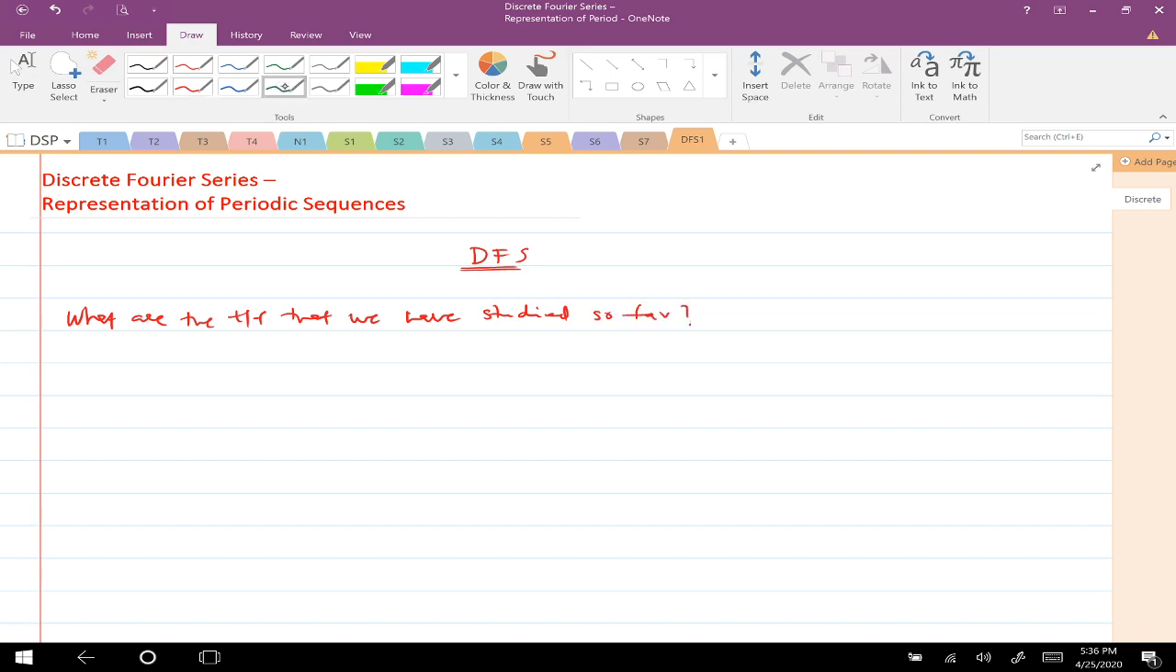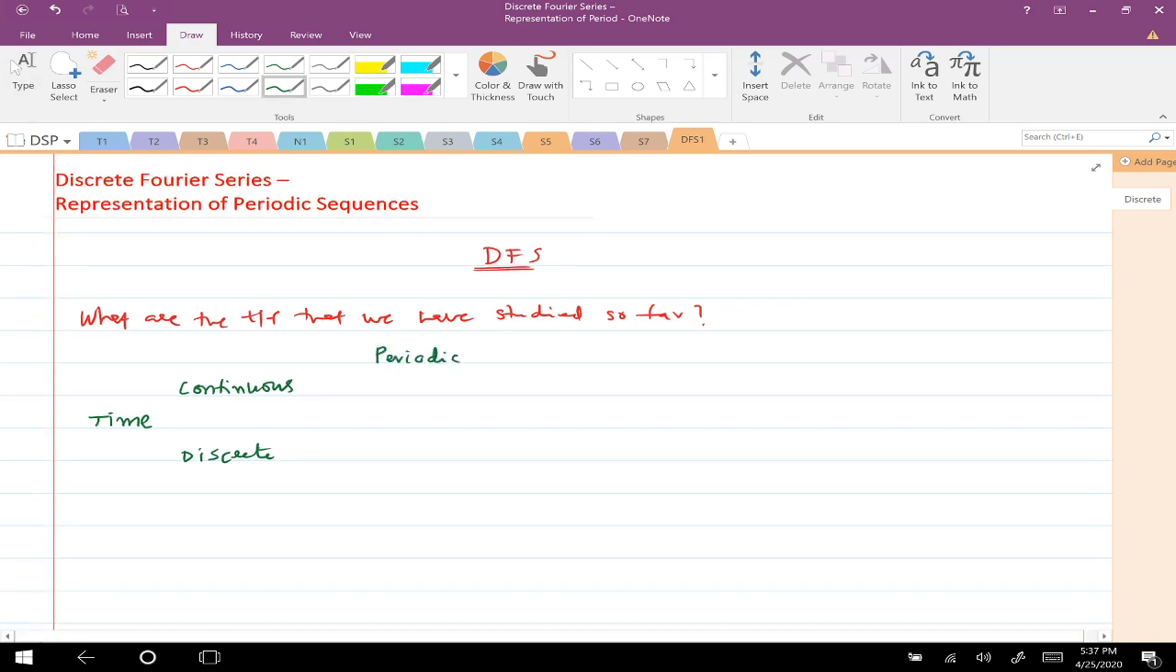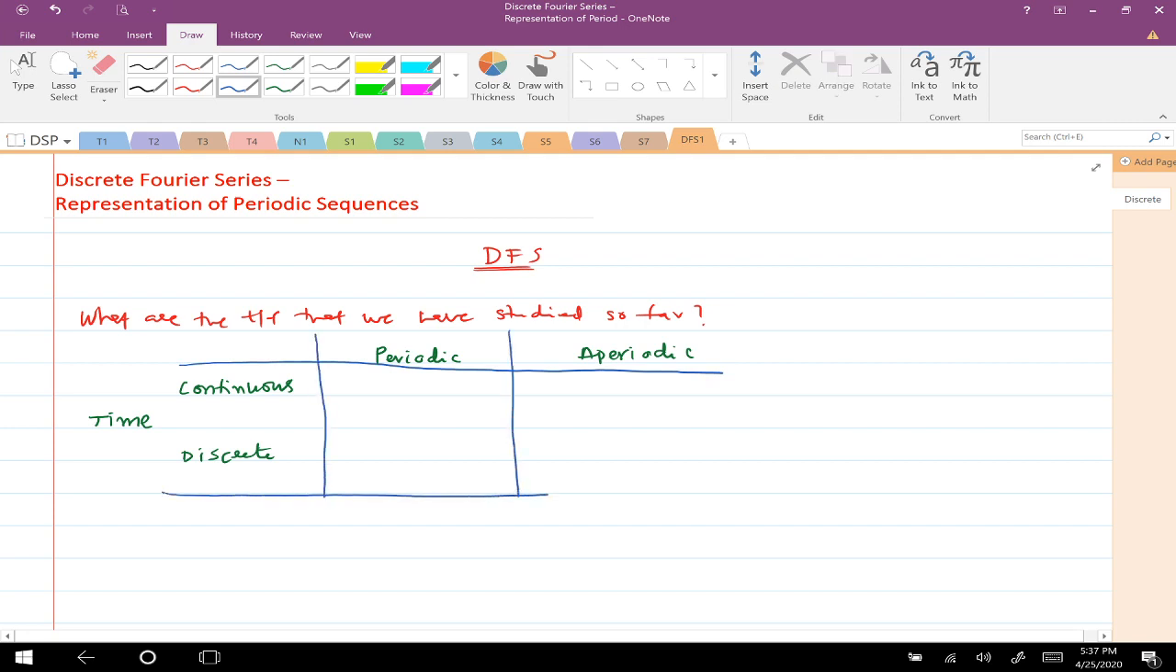To do this, let's classify things in a slightly organized way. Assume that we're talking in terms of 1D signals. I'm writing for convenience as time, although it could be multi-dimensional signals. On one side we studied continuous time signals, and on another side we have studied discrete time signals, particularly during this semester. In terms of periodicity, we could classify signals as periodic, and signals that are not periodic, we refer to as aperiodic. So let's try to categorize whatever we have studied so far into these blocks.